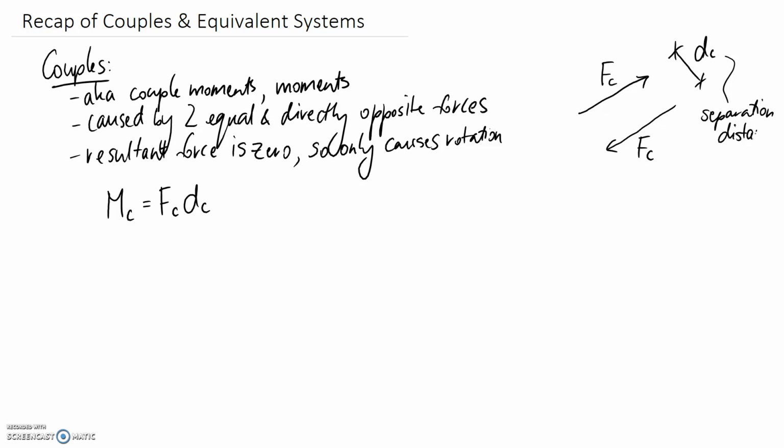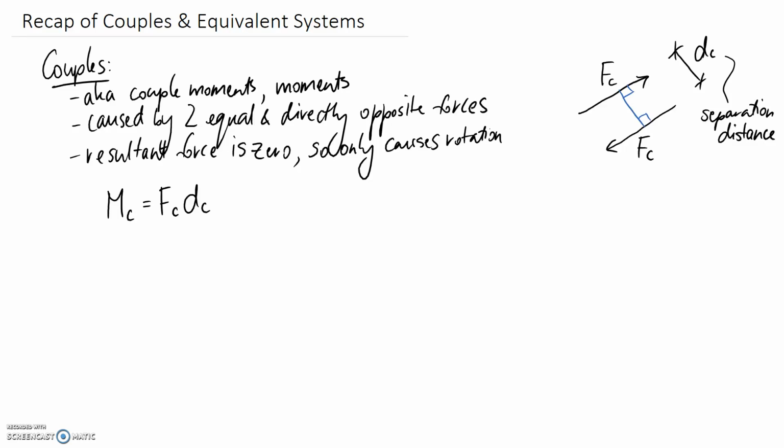And just like when we were looking at regular moments created by forces about points of interest, you need to make sure that the DC is the perpendicular distance. So if you drop a perpendicular line between those two forces, the distance of that line is what you're looking for to apply this equation. So that's pretty much all there is for couples.